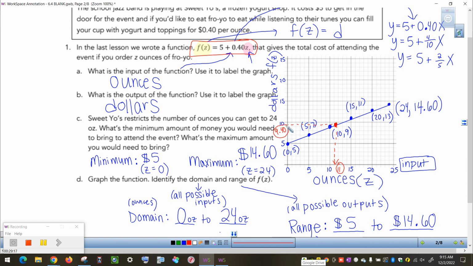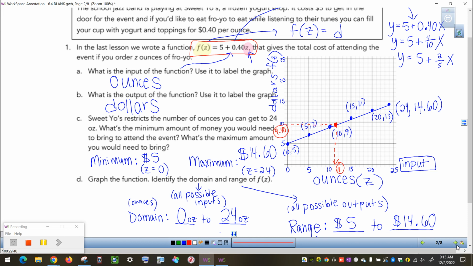And I can tell from the graph that there's no other amount of yogurt that he could have got with that amount of money, because there's no other point that is going to touch the line. Even if I try to continue going really far on forever in this direction, it's never going to touch that line again. There's no other amount of ounces he could get.